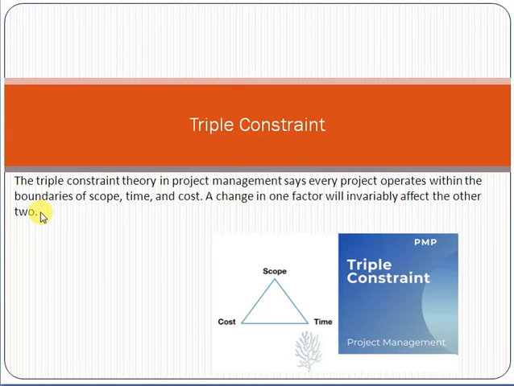Friends, every project has different aspects and different constraints. The three main and popular constraints are scope, time and cost. If there is any change in one factor, either scope, time or cost, it will definitely impact or create a change in the other two factors as well.